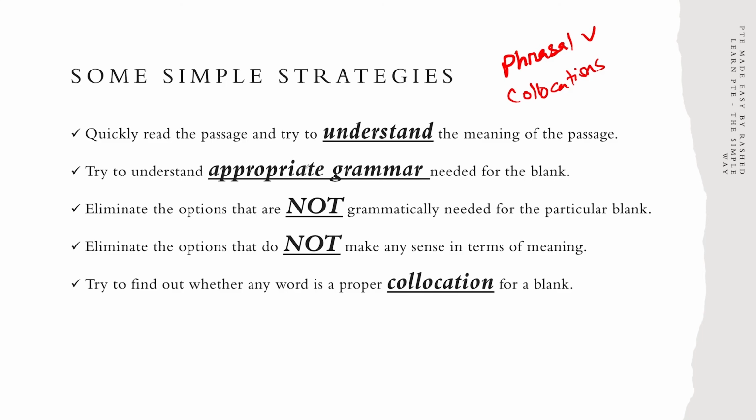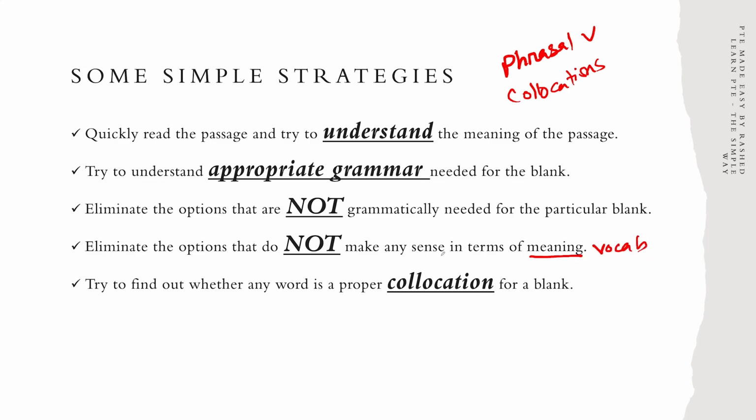Always understand the appropriate grammar needed for particular blank. That will bring you closer to your answer. Eliminate the options that are not grammatically needed for the particular blank. So I'm asking you to use the elimination method again. Simply, if you do not need a verb in this blank, remove all the verbs from the options list, and it will be easier for you to compare other options with your blank. And then eliminate all the options that do not make any sense in terms of meaning. Here it is the game of vocab.